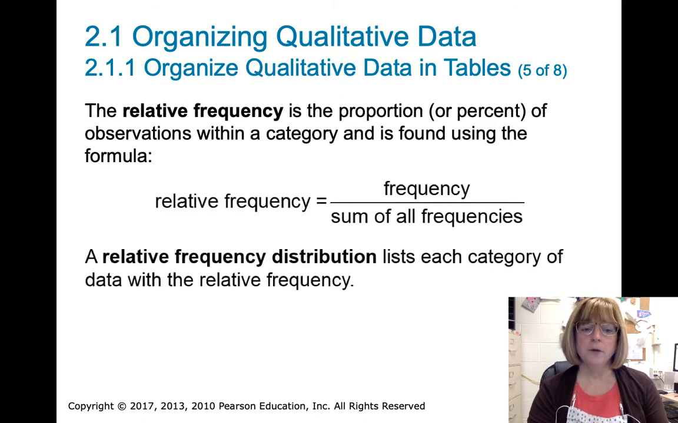We can also add a relative frequency because oftentimes it's important to have more than just how many. A percentage or a decimal value may give us a better idea of the data, better understanding of the data. And you all know how to make those numbers. You just take how many you have and divide by the total number.